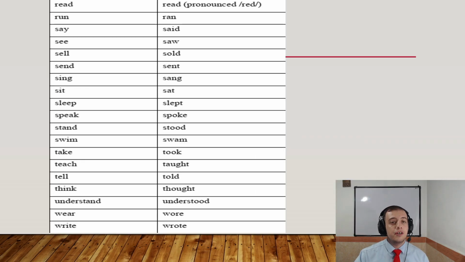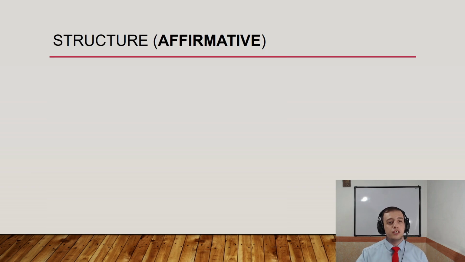And here is the next one. As you can see, there are a lot of verbs that get different spelling. For example, say, said, see, saw, sell, sold, and send, sent. All right. So, did you take a screenshot? So let's continue to the structure.